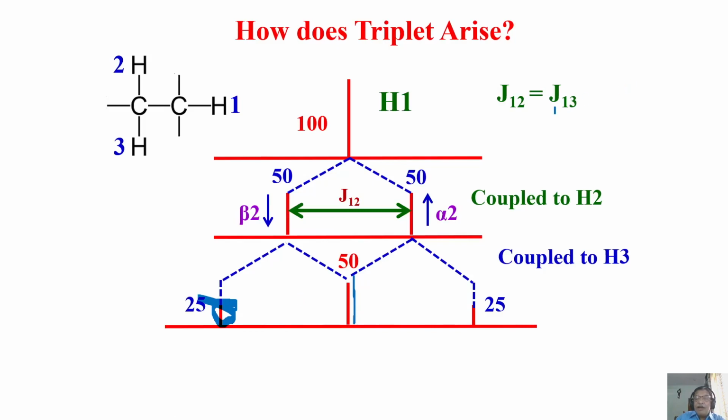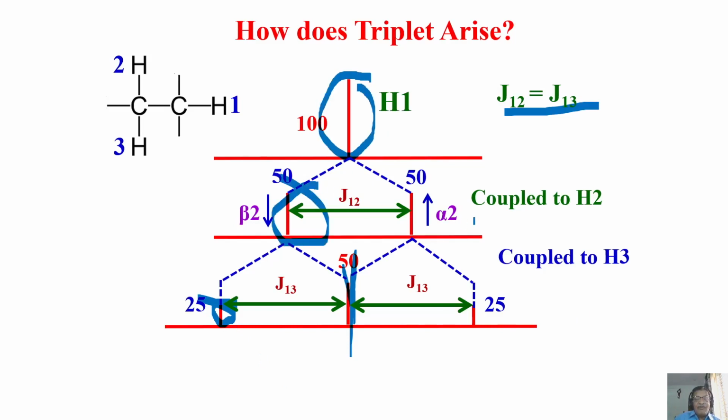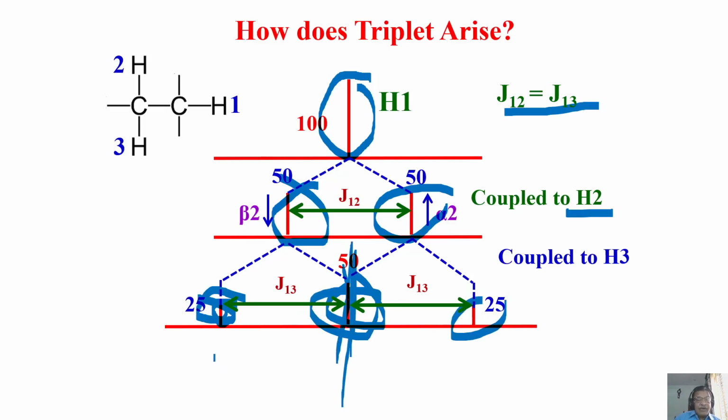Why is it overlapped? Because the coupling is the same. J12 is equal to J13. If J12 were not equal to J13, you would have got 4 peaks, like the family tree approach we did. But because of equivalence, the central two peaks are overlapped with equal intensity. So now understand this. 100 intensity became 50-50 due to coupling with this proton, and each of them becomes 25, 25, 25, and 25. These two central peaks overlap, and the total intensity becomes 25, 50, and 25.